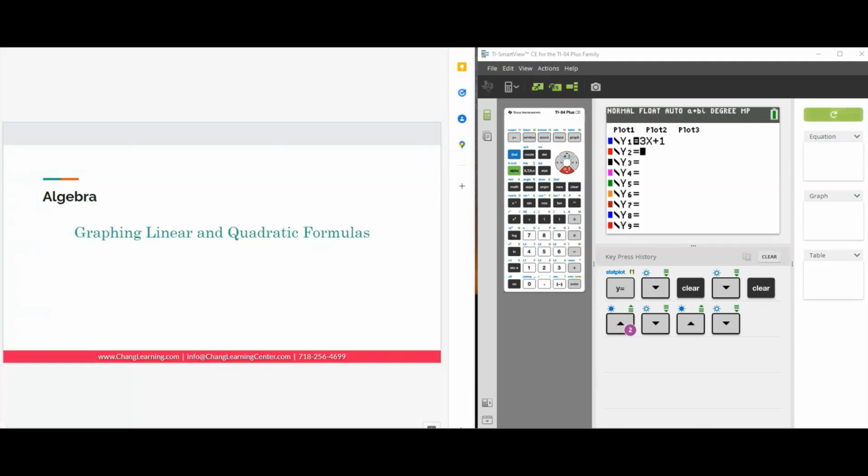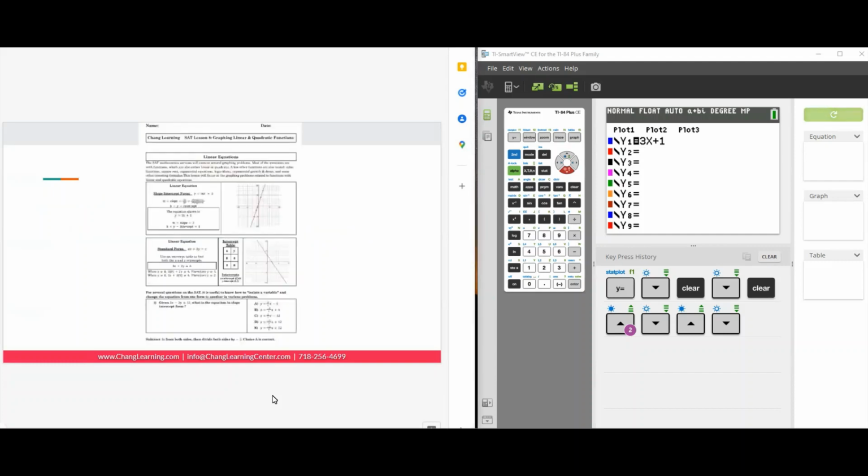Okay, for the next part of this presentation, I'd like to share with you some slides along with the TI SmartView CE for the TI-84 Plus family graphing calculator. We're going to focus today on graphing linear and quadratic formulas using this calculator. And if you go to this next slide, you can see the first page of lesson number 8.